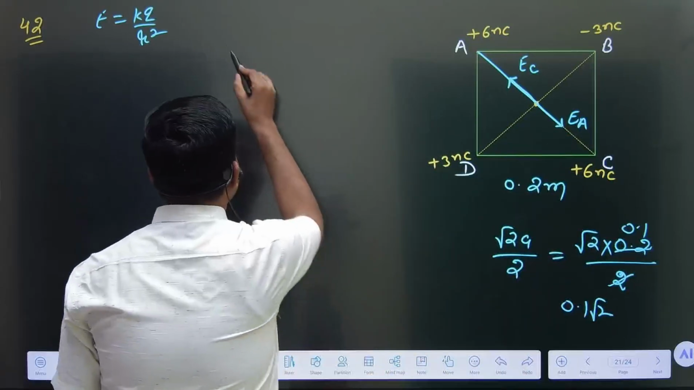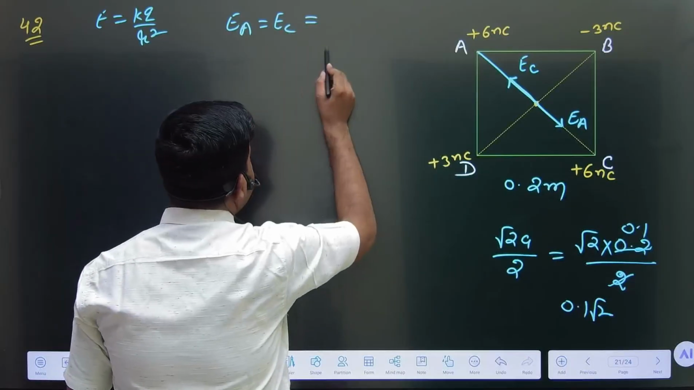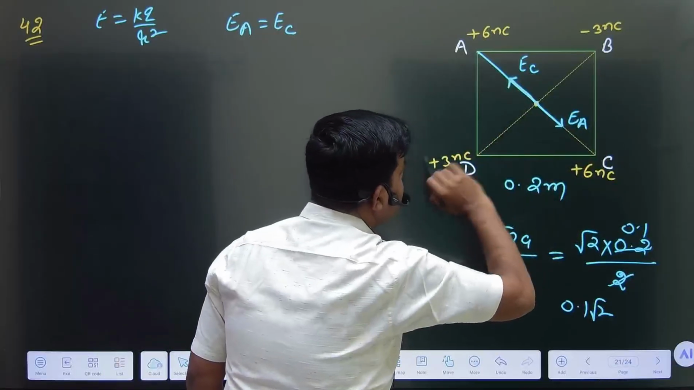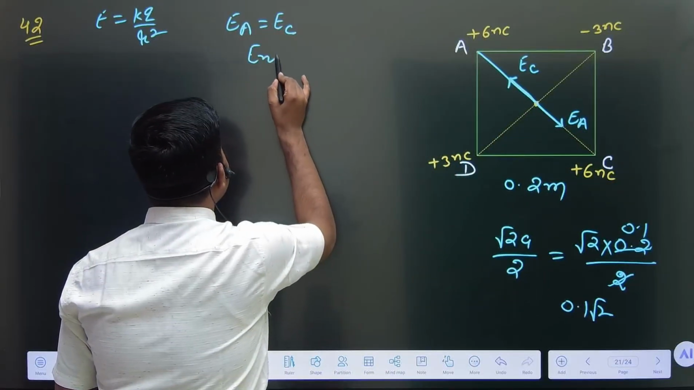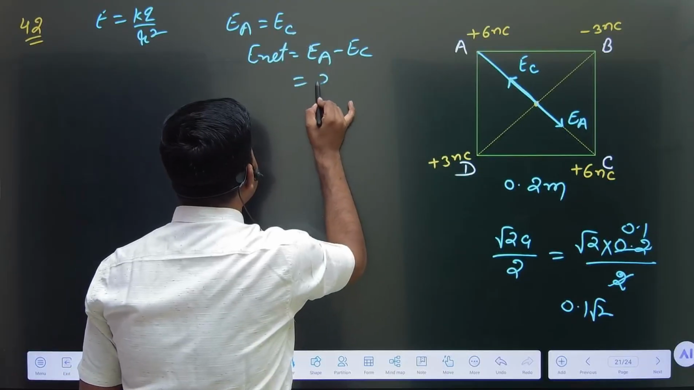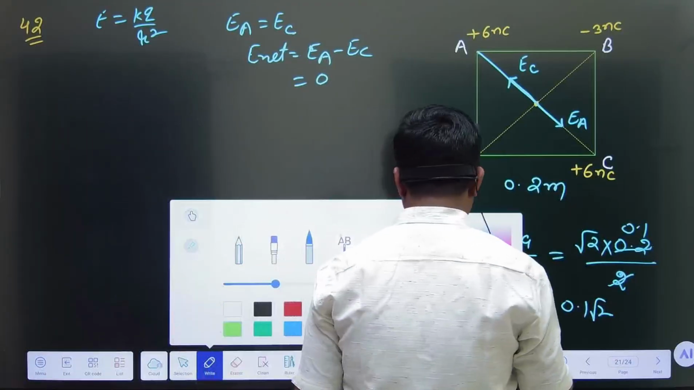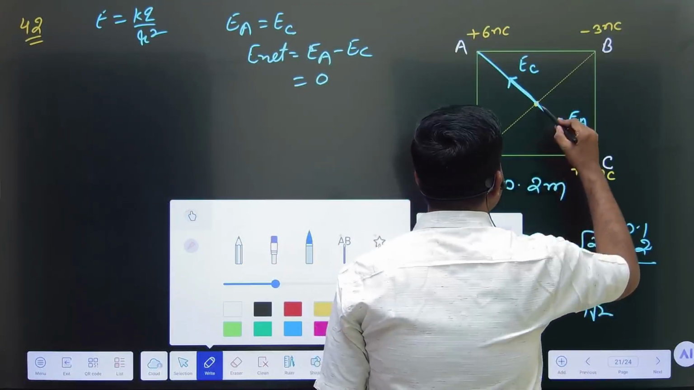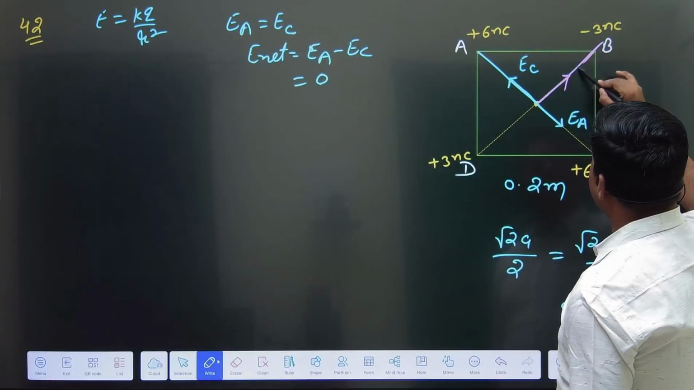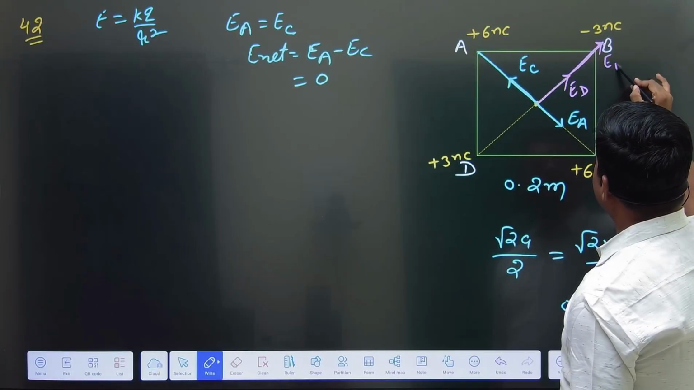So we can say that EA is equal to EC, equal in magnitude and opposite in direction. So what is the net intensity due to these A point and C point? It becomes 0. So E net equals EA minus EC equals 0. Next, here you have to give the electric field intensity due to this plus Q charge, away, and due to this minus Q charge, towards. So this direction is ED and this is EB.